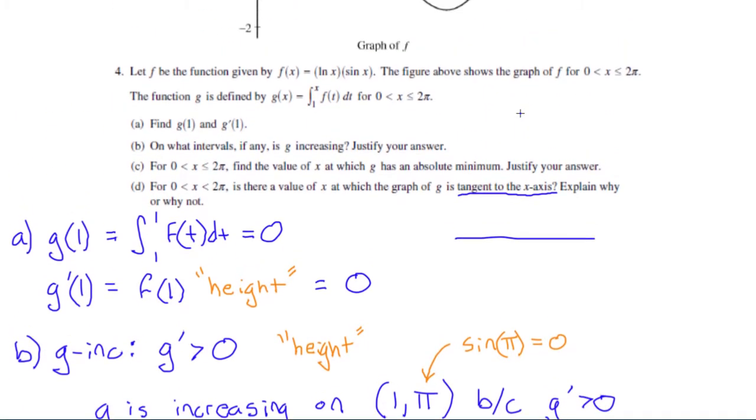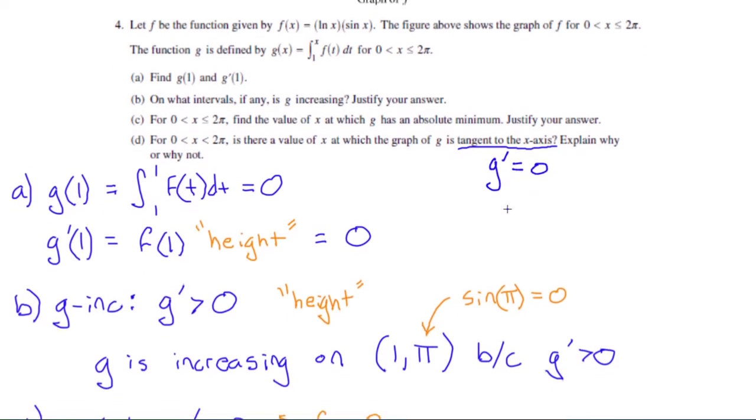Oh, but it's the graph of g. So it is going to change a little bit, right? It's not the graph of f, it's the graph of g. So what is that trying to say? I think it's still saying the same thing, right? Where g prime equals 0. This is still saying g prime is equal to 0. And we did that.